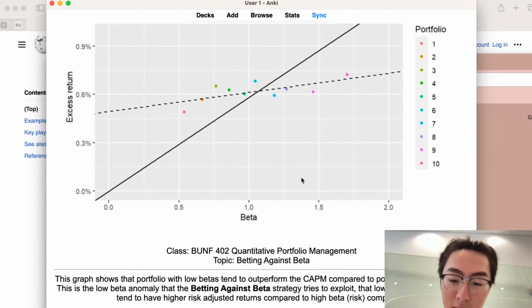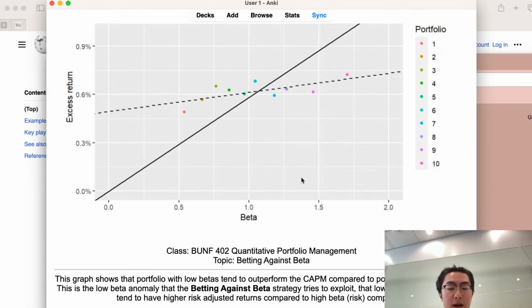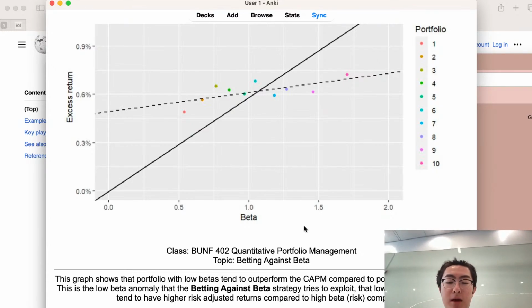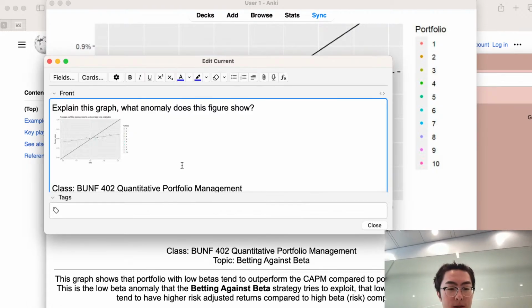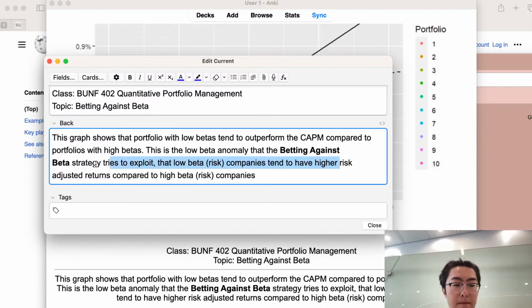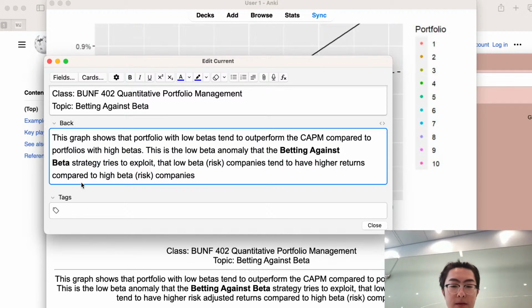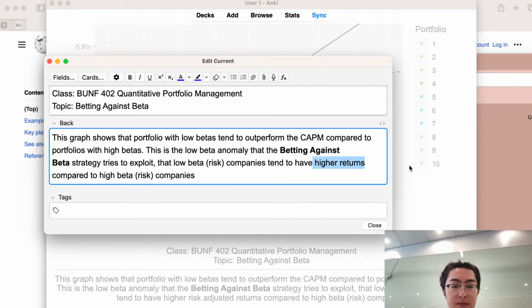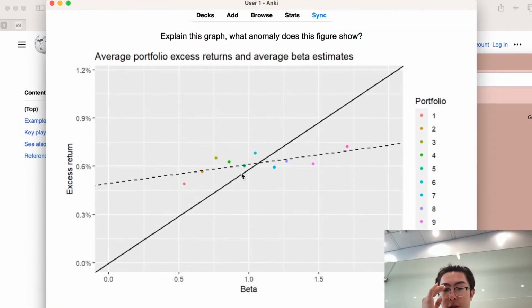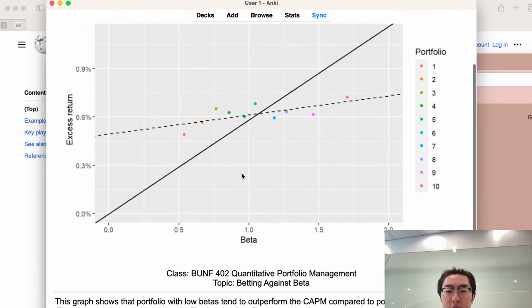Okay. That low beta companies tend to have higher risk-adjusted returns compared to high beta. Not even higher risk-adjusted returns. Yeah, I don't even think it's risk-adjusted. This just shows that they have high returns, period. So that's interesting.